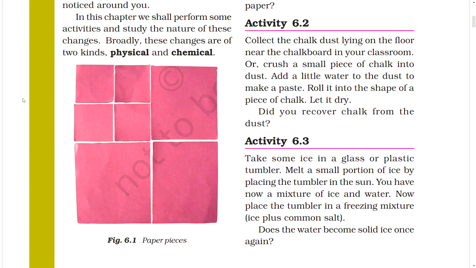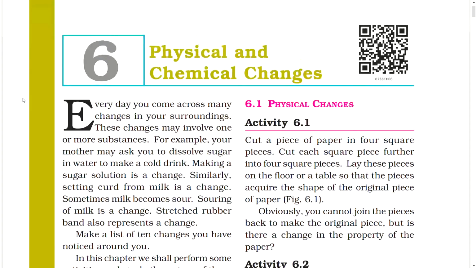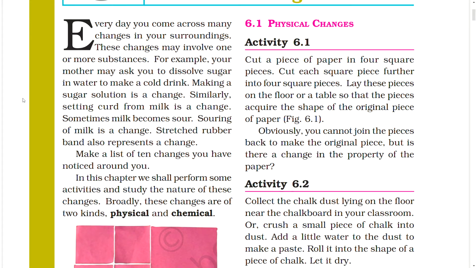Figure: paper pieces. 6.1 Physical changes. Activity 6.1. Do this. Cut a piece of paper in 4 square pieces. Cut each square piece further into 4 square pieces. Lay these pieces on the floor or a table so that the pieces acquire the shape of the original piece of paper. Figure. Obviously, you cannot join the pieces back to make the original piece. But is there a change in the property of the paper?